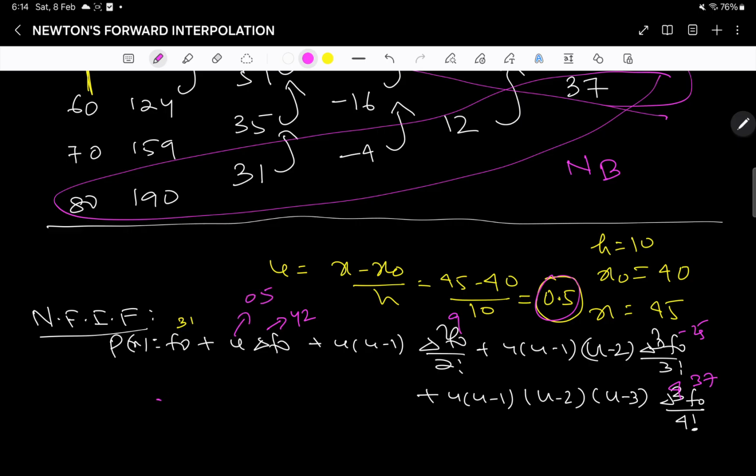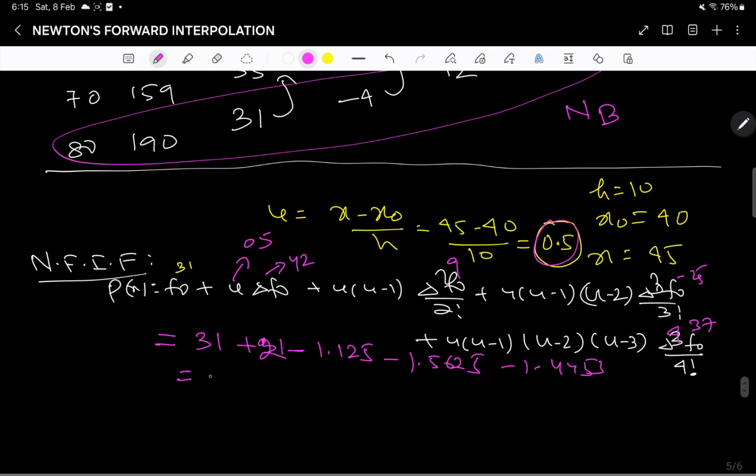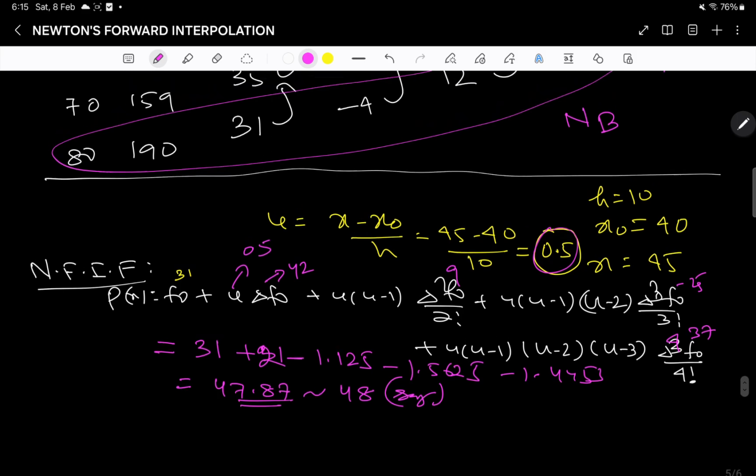I substitute all these things and it will give me 31 plus 21 minus 1.125 minus 1.5625 minus 1.4453. If you add it, it will give me 47.87. So this is rounded to the next number, because it is a number of students, so it is 48.